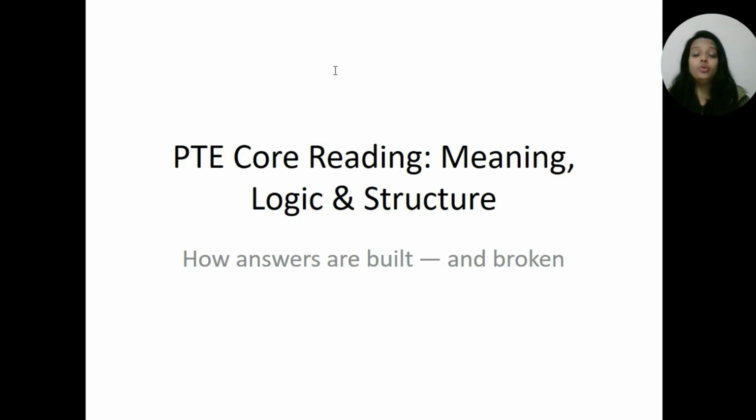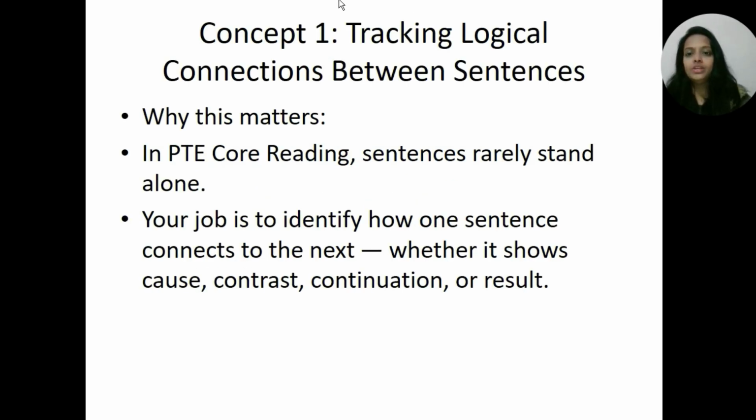Today, we are continuing our deep dive into PTE Core Reading section. If you understand the task types but still hesitate between options, then this video is for you. So this session focuses on how meaning flows across sentences, how PTE Core tests your ability to track logic, intention, and structure under time pressure. We will go concept by concept, using extended exam style examples so you can clearly see how answers are built and broken. So the first concept is tracking logical connections between sentences.